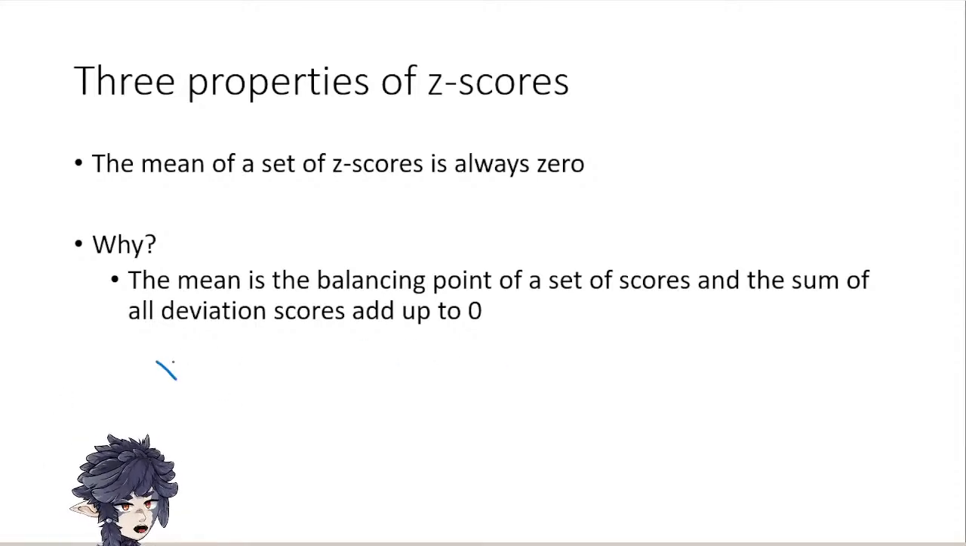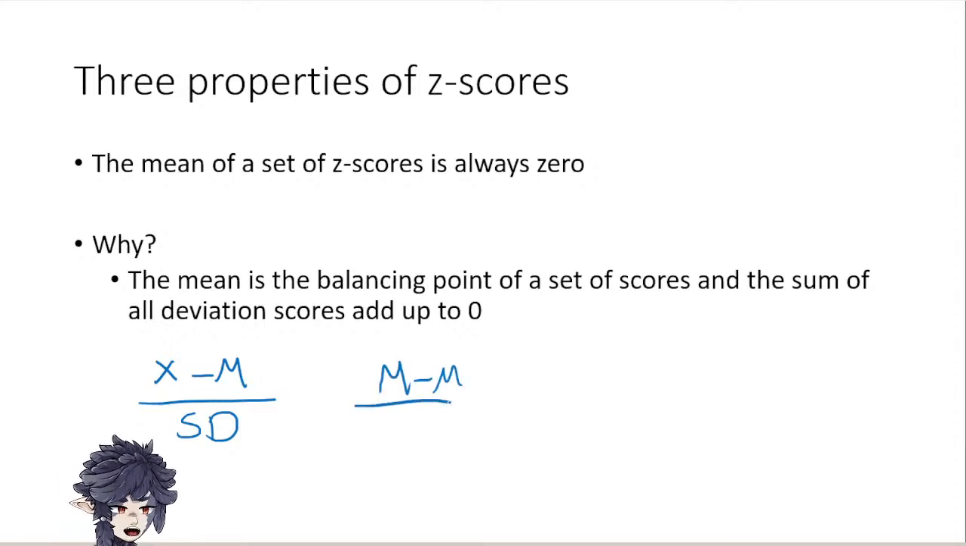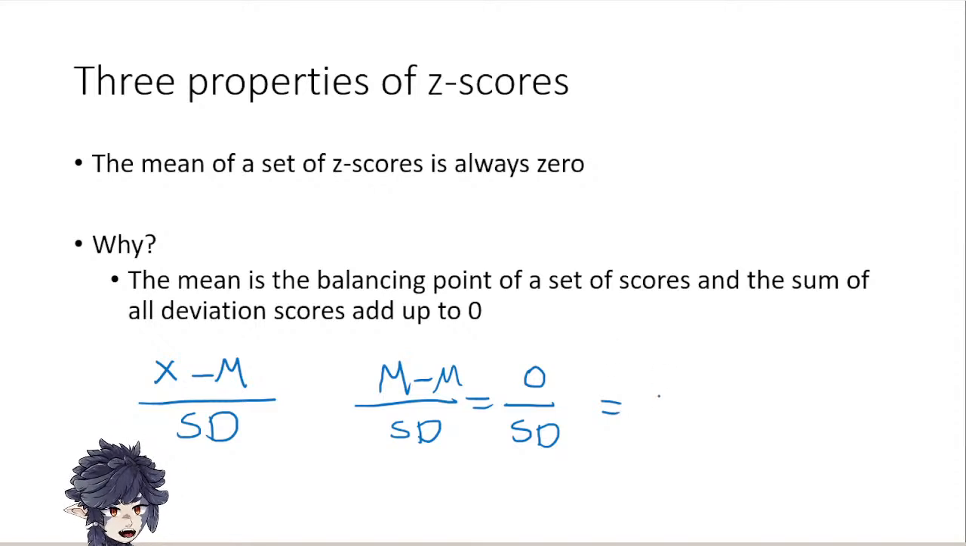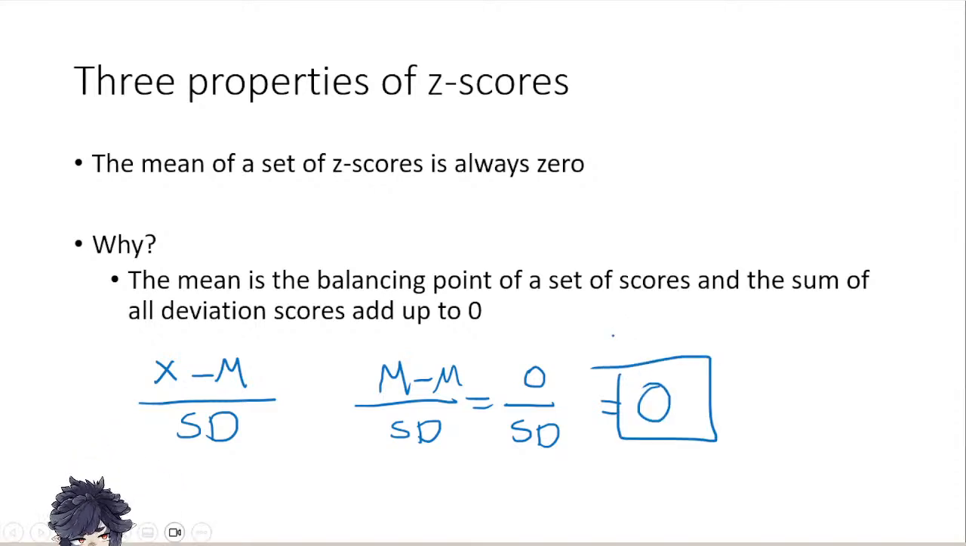The formula for a z-score is a score minus the mean over the standard deviation. If I plug the mean in as my score, you end up with the mean minus the mean over the standard deviation, which equals the mean minus itself, which is 0 over the standard deviation. If you plug the mean into a z-score formula, you're always going to get 0, because you're subtracting the mean from itself.